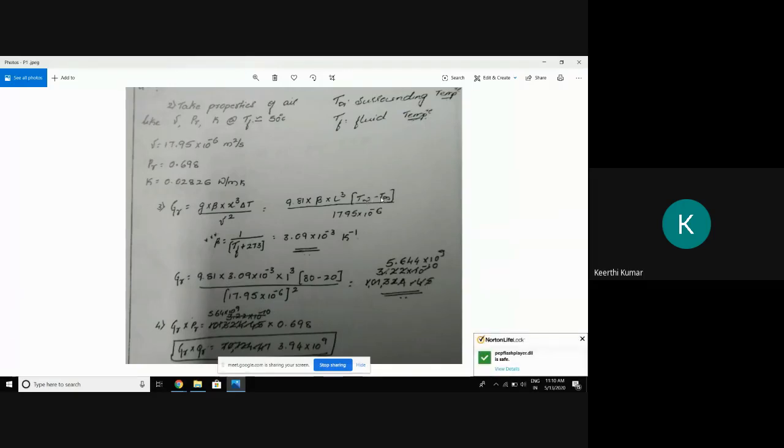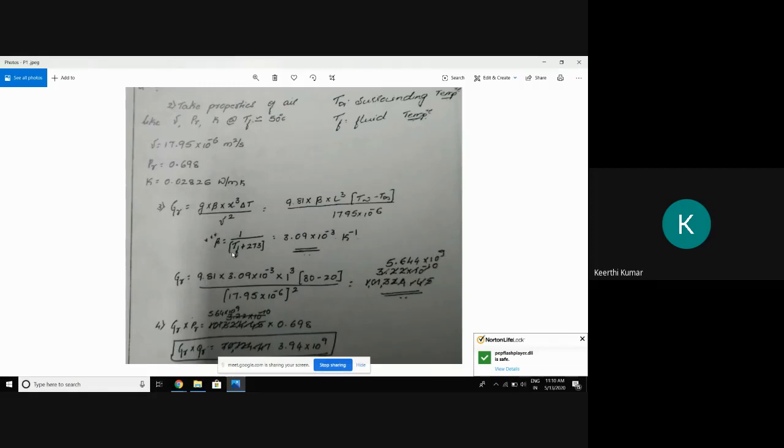Nowhere we are using T fluid here. Means film temperature I am not using. I am using only T wall minus T infinity divided by kinematic viscosity to the power of 6. Here what are all the unknown things? Unknown thing is only beta. So this beta formula is 1 by film temperature plus 273. Remember this. This is a very, very important step. Beta is equal to 1 by T film in terms of Kelvin, plus 273. So you'll get the beta.